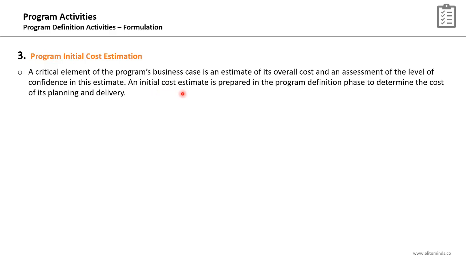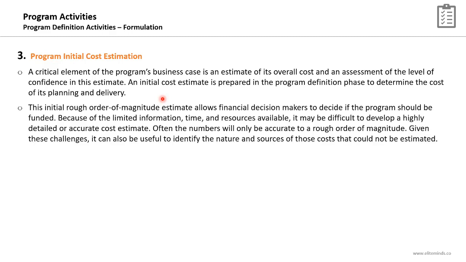An initial cost estimate is prepared in the program definition phase to determine the cost of its planning and delivery. So we will only determine an initial cost estimate at the program formulation subphase. More cost estimation will be conducted, another exercise in the planning and another exercise in the delivery, to obtain more accurate estimates. This initial rough order of magnitude estimate allows financial decision makers to decide if the program should be funded or not.